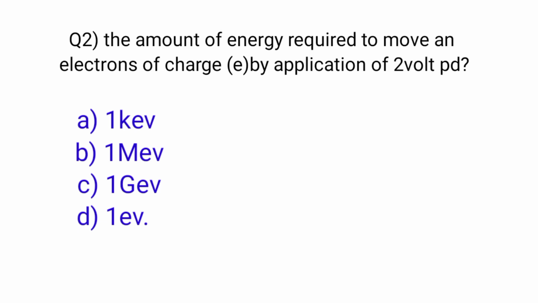Question number 2. The amount of energy required to move an electron of charge e by application of 2 volt potential difference. Option D is the correct answer, 1 electron volt.